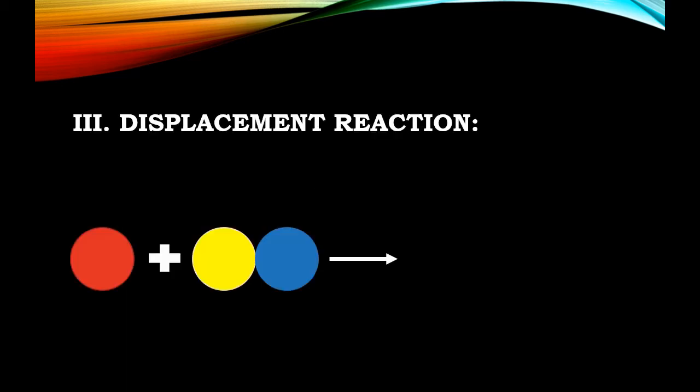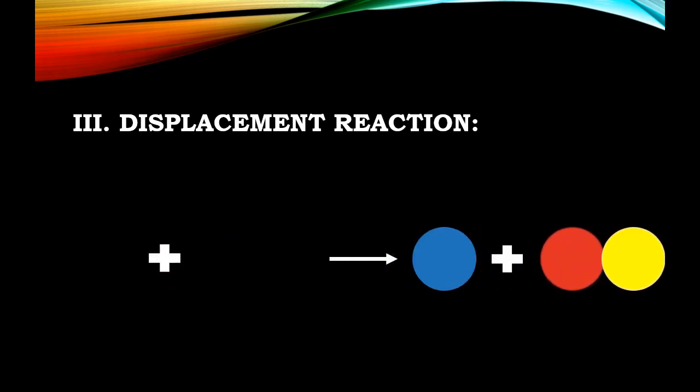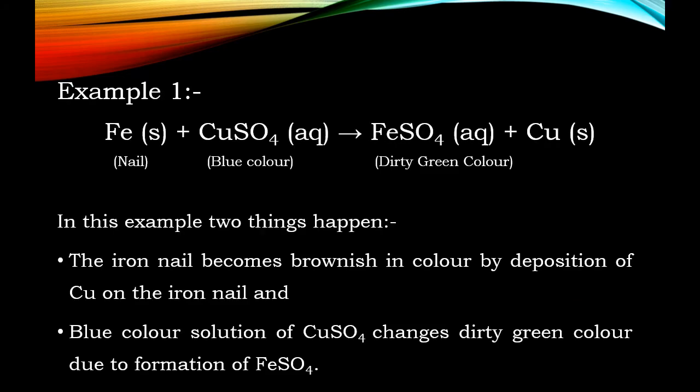What is displacement reaction? The chemical reactions in which a more reactive element displaces a less reactive element from its solution is known as displacement reaction. One example of displacement reaction is that of iron and copper sulfate solution. Iron being more reactive than copper, we will see that copper is being replaced by iron in the product side. Here, on the product side, we will get iron sulfate and copper.